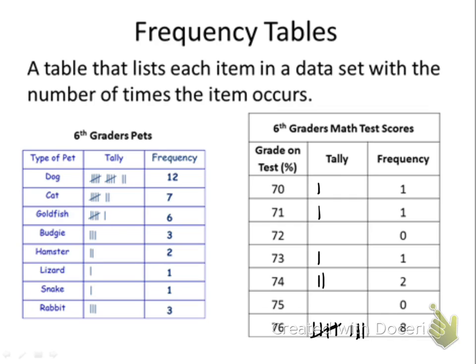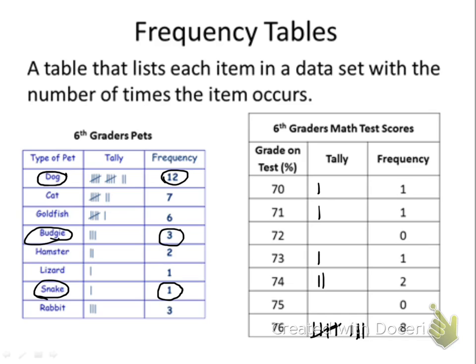A frequency table is a table that lists each item in a data set with the number of times the item occurs. I have two examples below. The first example is a frequency table that shows the number of different pets the sixth graders have. So if we look at our frequency table here, we can see that 12 sixth graders have dogs. And I'm looking right here, 12 of them have dogs. We can also tell that one of them has a pet snake. That person's very brave. We can see that 3 have budgies, which is a type of bird.